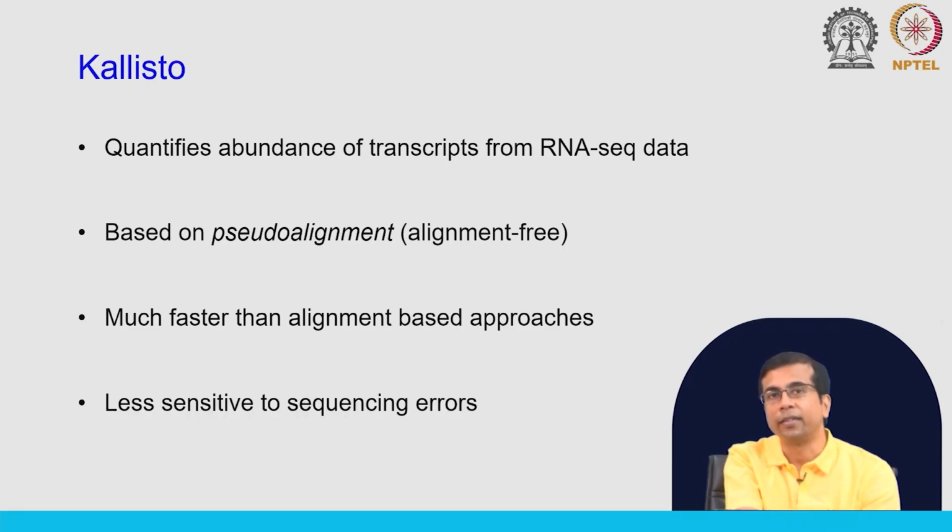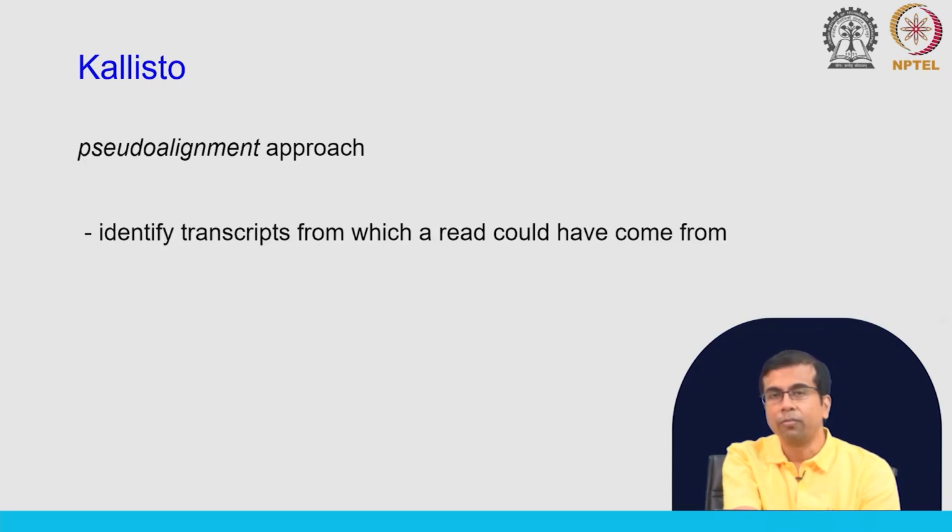In addition, it is less sensitive to sequencing errors. Because you are not aligning exactly, you do not have to worry about mismatches in the read data, so it is less sensitive to the sequencing errors that you can get. So, what is the pseudo alignment approach? It tries to identify transcripts from which a read could have come. Given a read, you want to identify which transcripts this read could come from. That will serve the purpose for quantification of abundance.